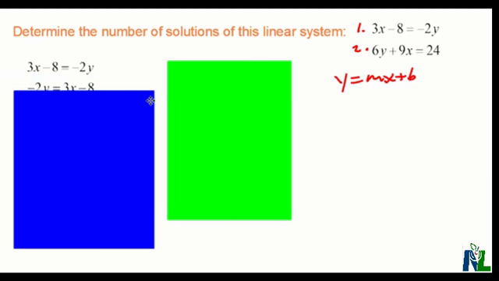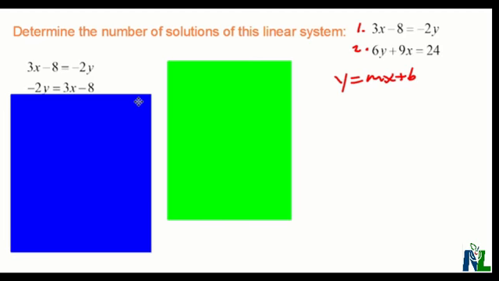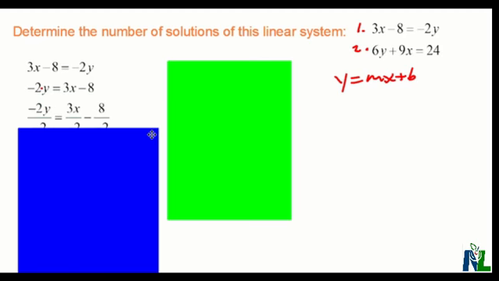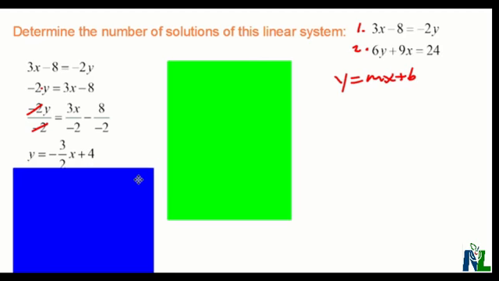In other words, instead of writing 3x minus 8 equals negative 2y, I'm going to write negative 2y equals 3x minus 8. Now, I want to get y by itself on the left-hand side. Negative 2y means negative 2 times y. So to get the y by itself, I've got to divide the left-hand side by negative 2. But because I divide the left-hand side by negative 2, I must divide both pieces on the right-hand side by negative 2 as well. Negative 2 divided by negative 2 is 1, and 1 times y is going to be y on the left-hand side by itself.